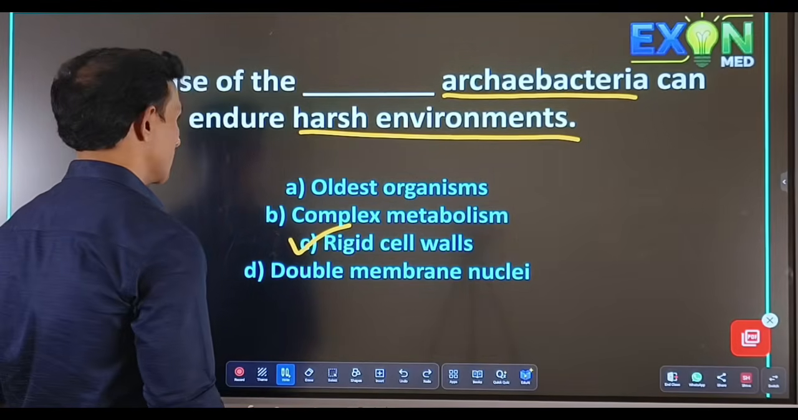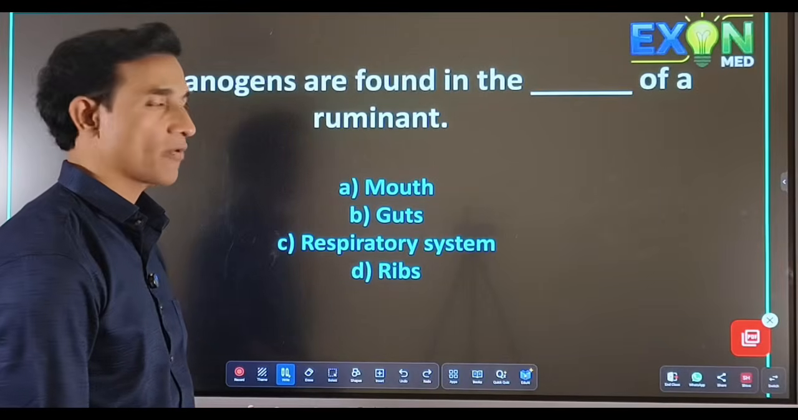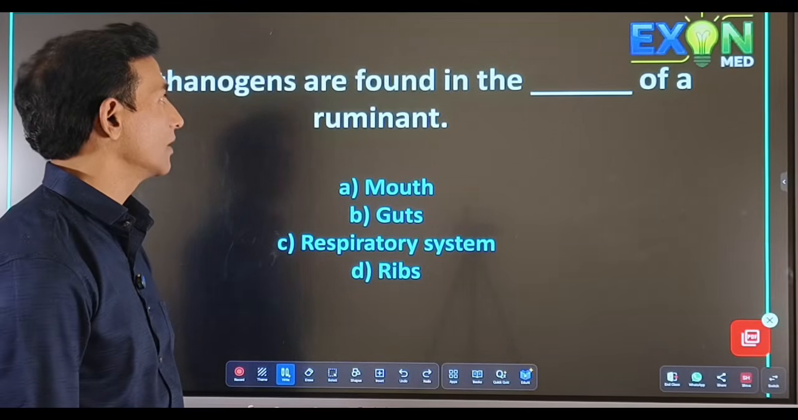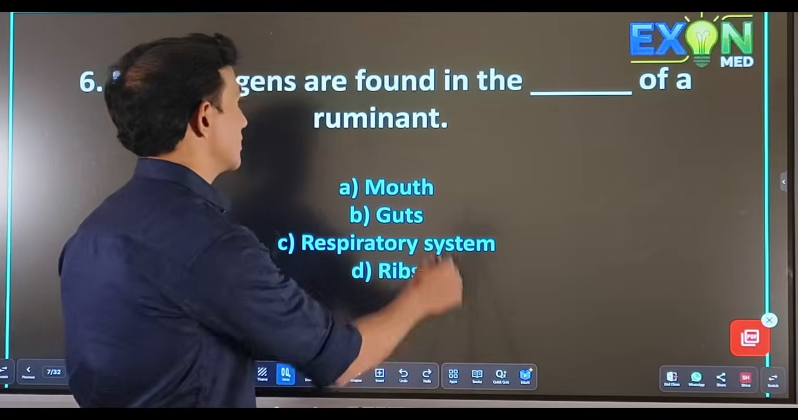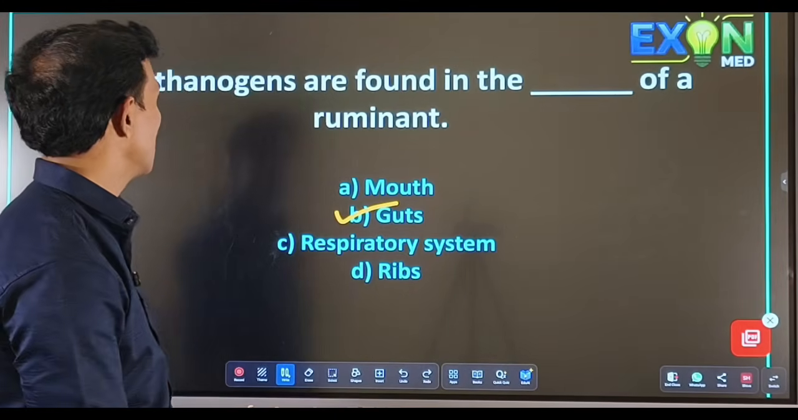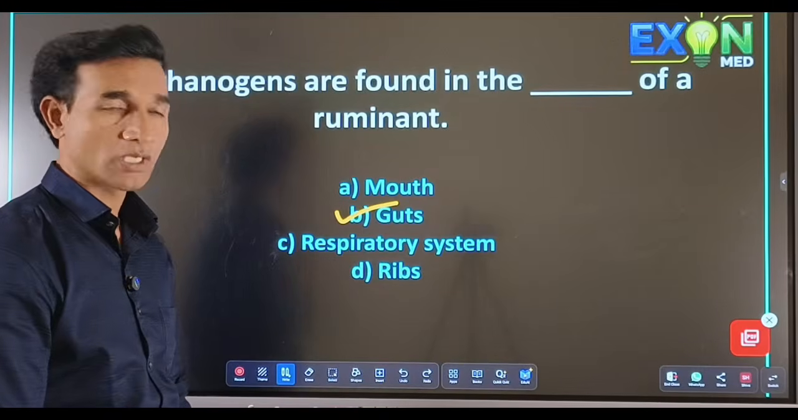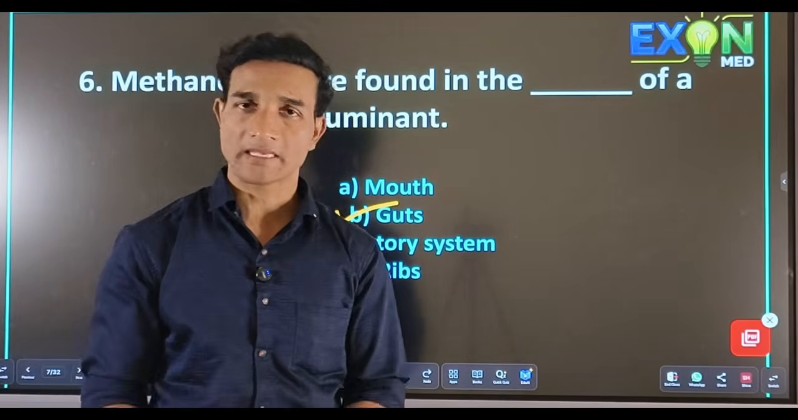So the next question is, methanogens are found in the dash of ruminant animals. We know ruminant animals are cud-chewing animals where their guts, the intestine, have a bacteria called methanogen which is responsible for producing methane gas.